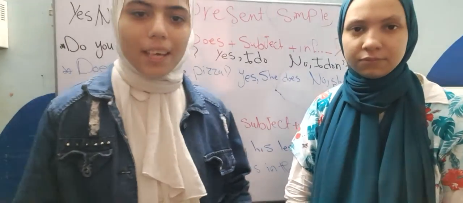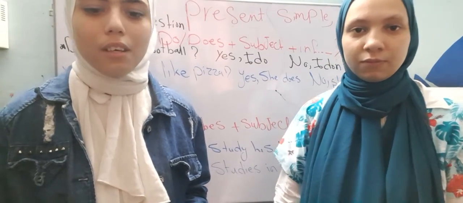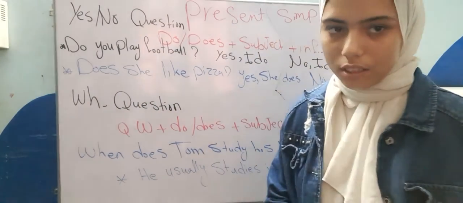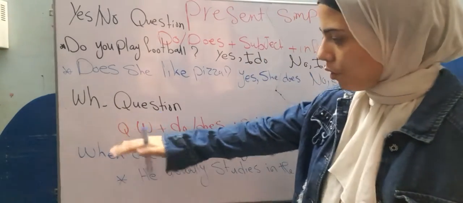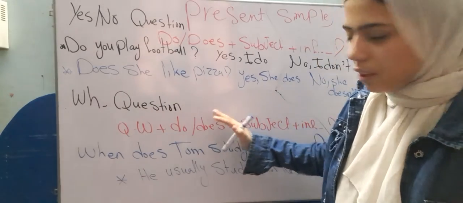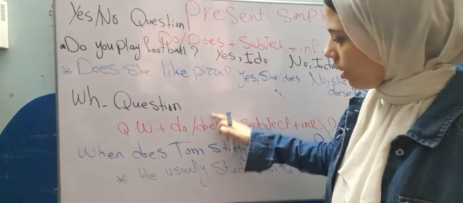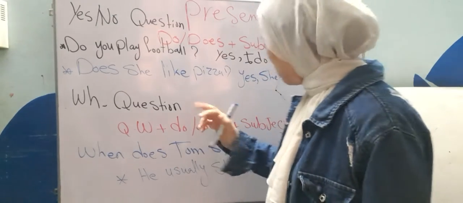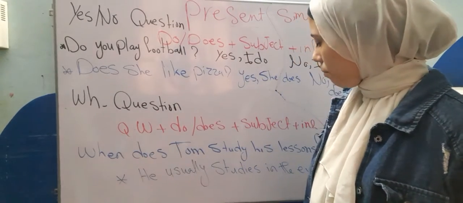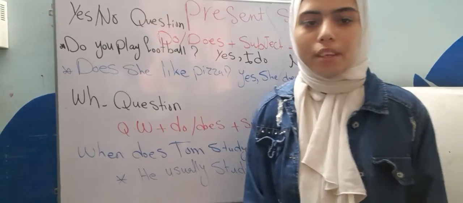And we can say with WH questions. Alright, WH questions are who, when, why, what, how much, how many. These are the WH questions, fine? So we put the WH question word, whatever it is, maybe when, why, and so on, plus do or does, and it depends on the subject. If the subject is singular, then it takes does, and if it is plural, then it takes do, and the verb is the infinitive. The example can be like, when does Tom study his lessons? Maybe he studies in the evening, in the morning, whatever.